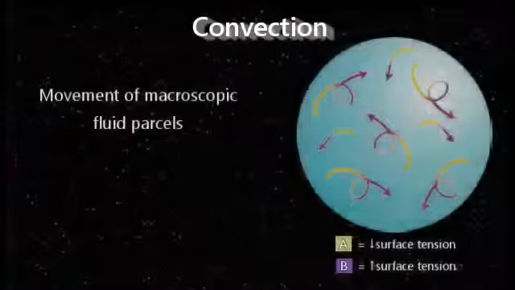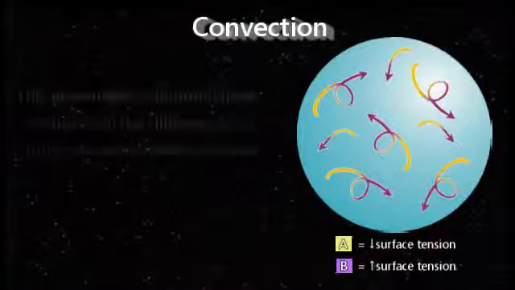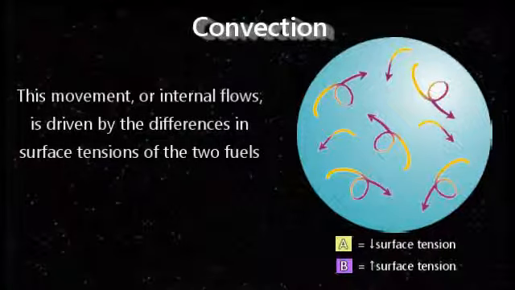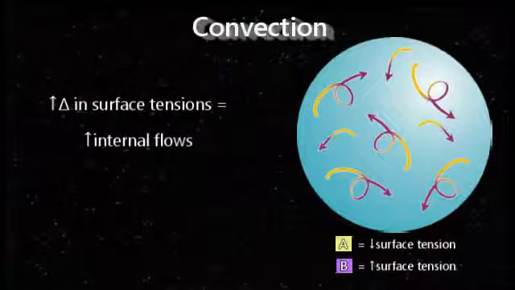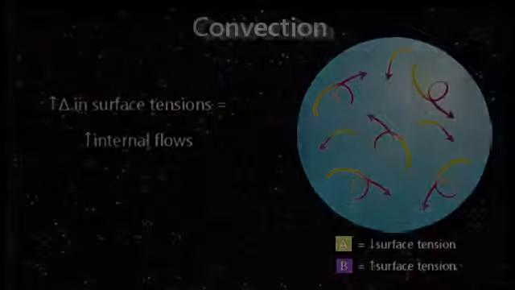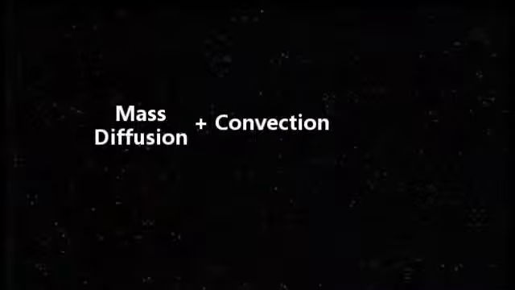Convection is the movement of macroscopic fluid parcels. This movement, or internal flows, is driven by the differences in surface tensions of the two fuels. A greater difference between the surface tensions leads to stronger internal flows within the droplet. The effects of both mass diffusion and convection lead to mixing in the fuel droplet.